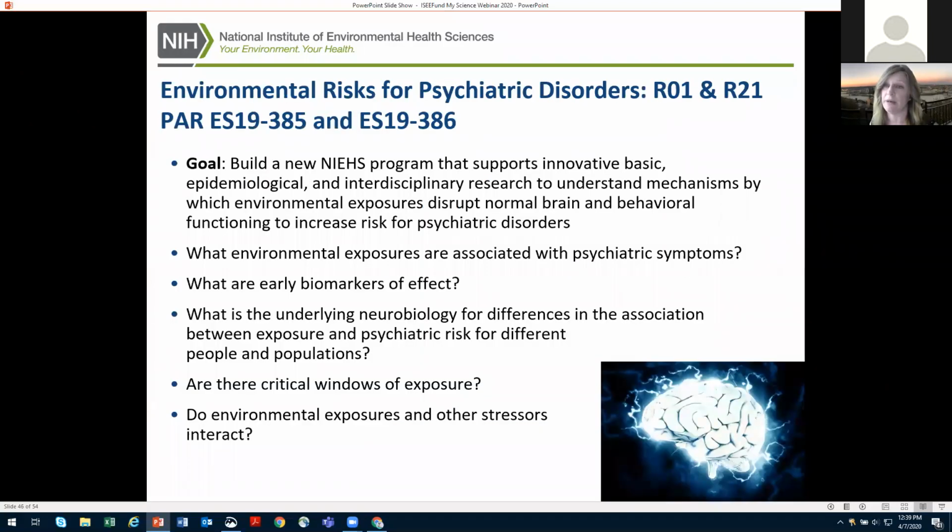I wanted to talk to you about a new opportunity we have. It's an R01, R21 for environmental risk related to psychiatric disorders. We really haven't had something this targeted except in autism. So this is everything but autism. And I have the RFA for that.